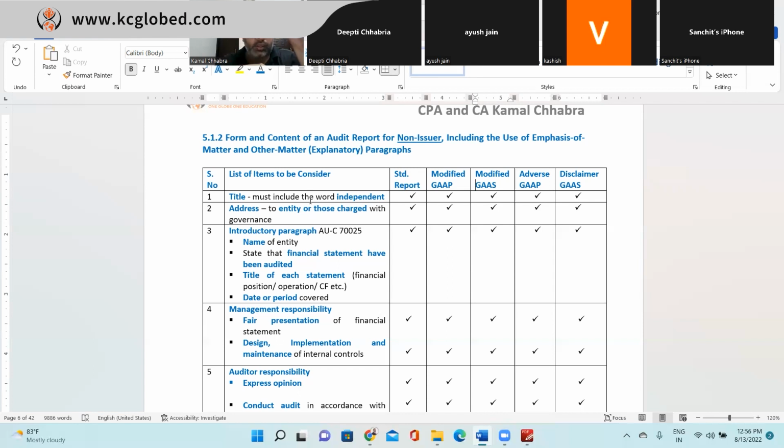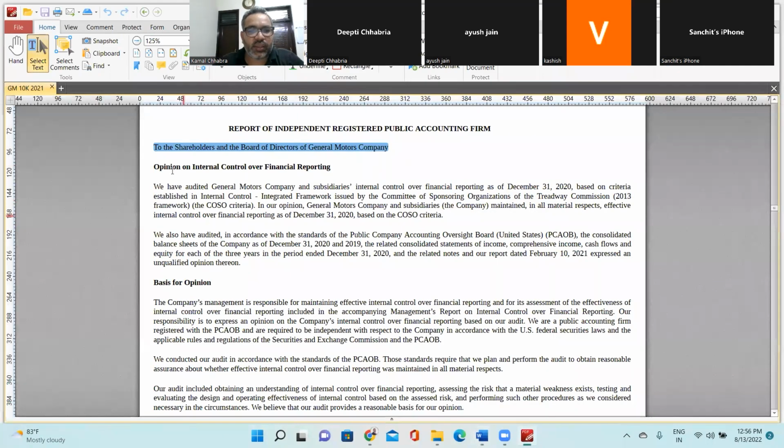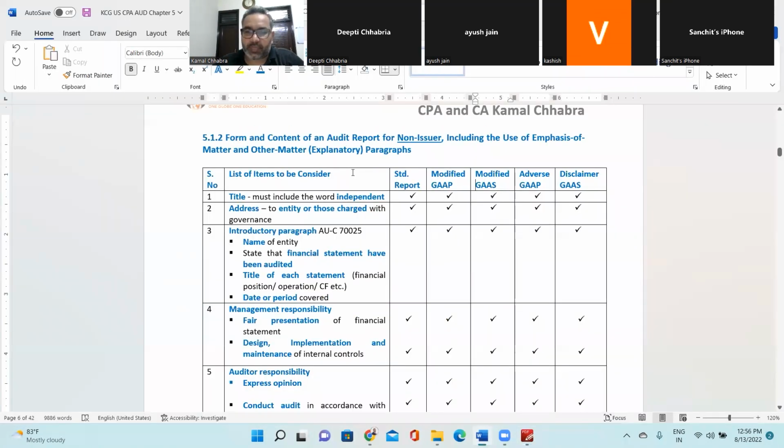So the file we have is the general note for the public company, which is slightly different from the non-issuers. In the public company, you will see it starts directly with the opinion paragraph. Whereas for the non-issuer, you start with the introductory paragraph, in which you mention the name of the entity, and that we have performed the audit of the financial statements, including the balance sheet, income statement, cash flow statement, and notes to accounts attached with that financial statement.